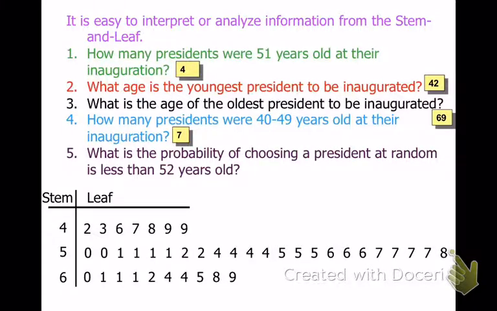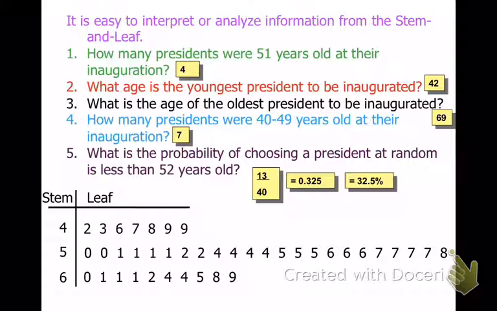And the last question, what is the probability of choosing a president at random that is less than 52? So when I say less than 52, I am not including 52. So we count the 40s, there were 7, plus the 50s and the 51s, 8, 9, 10, 11, 12, 13. So there are 13 presidents that are less than 52 out of a total of 40 presidents. Remember, the directions said we went through the 40th presidency. So it's 13 out of 40. We divide that, we get 0.325, and we move our decimal twice, we get 32.5%. So about a third of the presidents are under 52 years old.